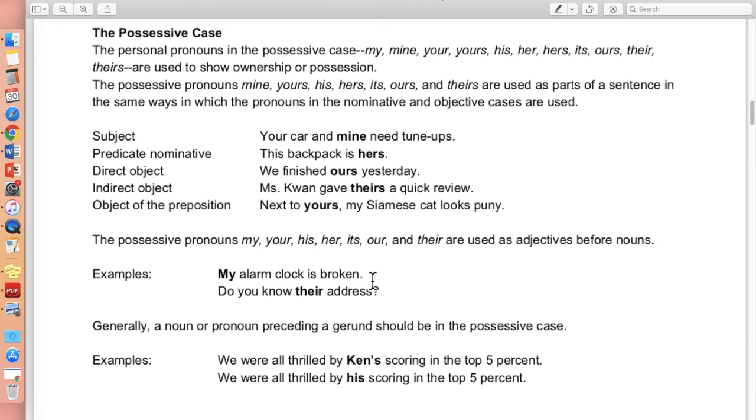So here's some more examples of possessive pronouns. My alarm clock. They're kind of being used as adjectives, right? Whose alarm clock is it? It's describing the alarm clock. It's my alarm clock. It is their address. Do you know their address?